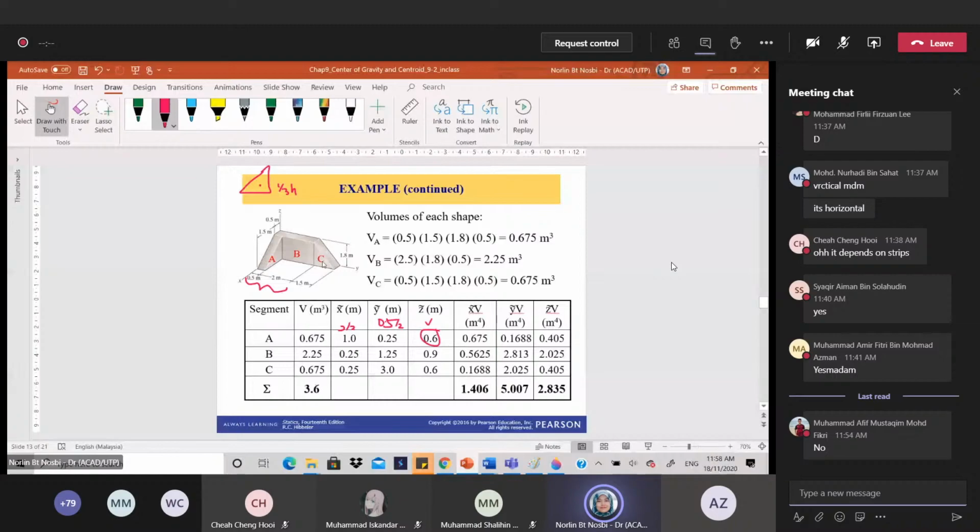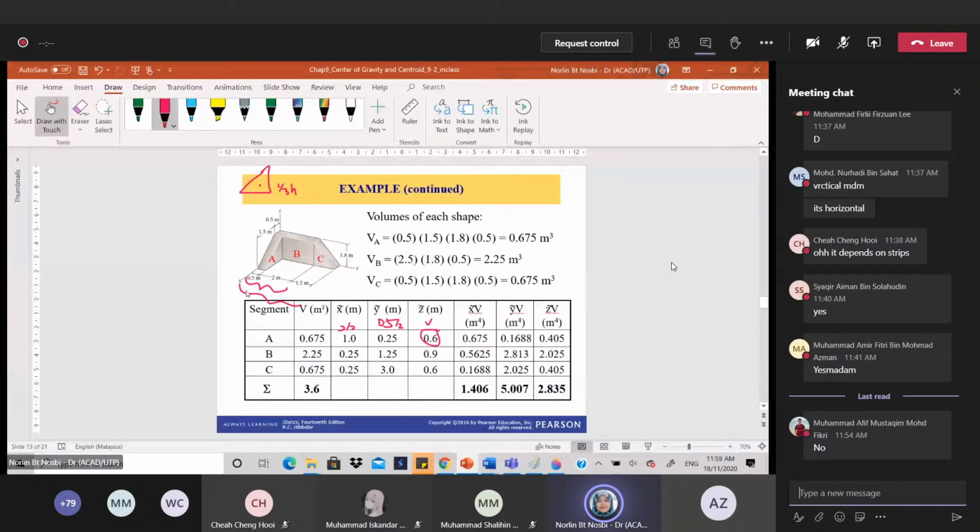And then at Y, how to find? It is from the origin. So along this one is 2.5, 1.5 will be 6. So half of this 6, so it will be 3. Okay, it must be from the origin until the point here, so it will be 3. So how about Z is half over 3, so 0.6.